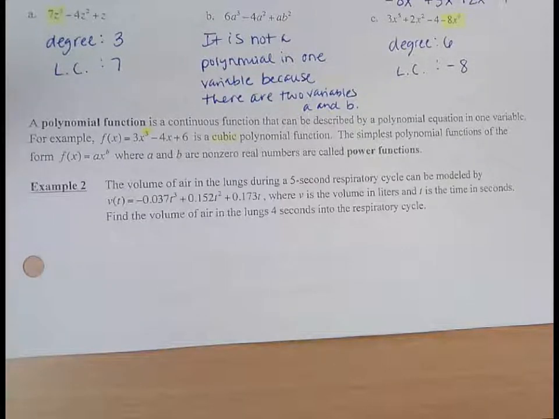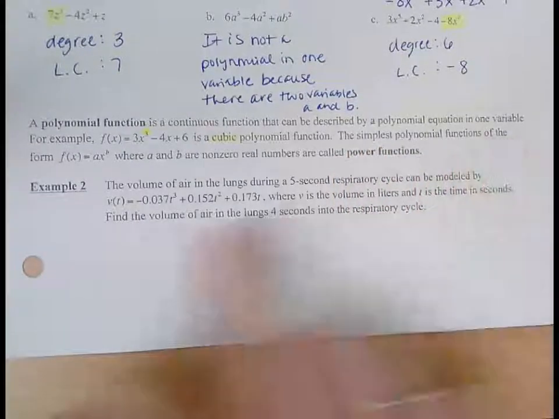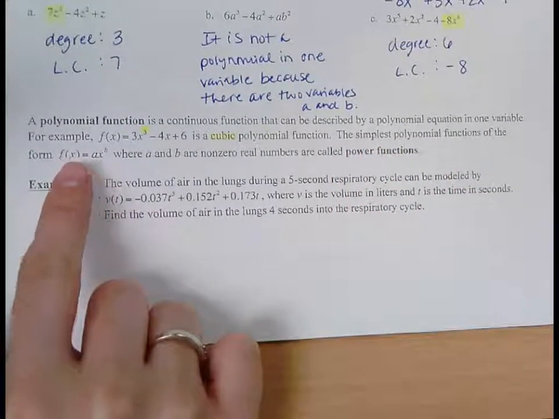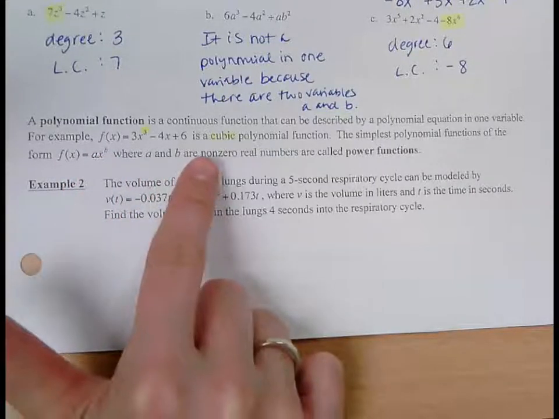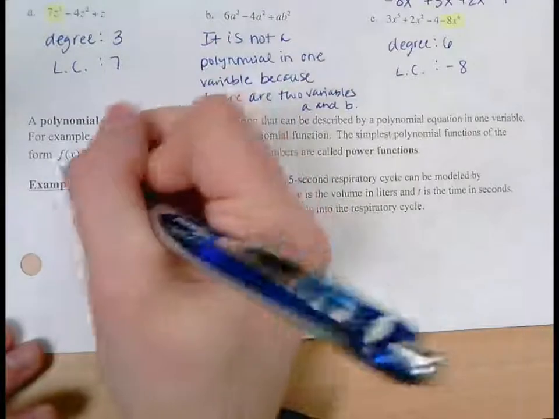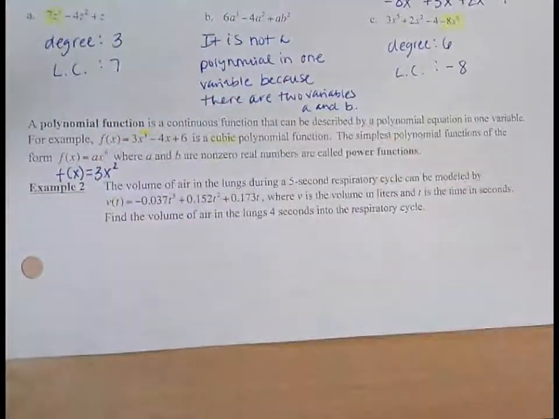And then it also gives more information about polynomial functions. It gives the simplest polynomial functions are of this form. F of x equals ax to the b, where a and b are representing numbers. So an example of that would be like if I had 3x squared. That would be a simplest form of a polynomial function. Those are called power functions. So when they just have one term, it's a power function. That's just more detail on polynomial functions.